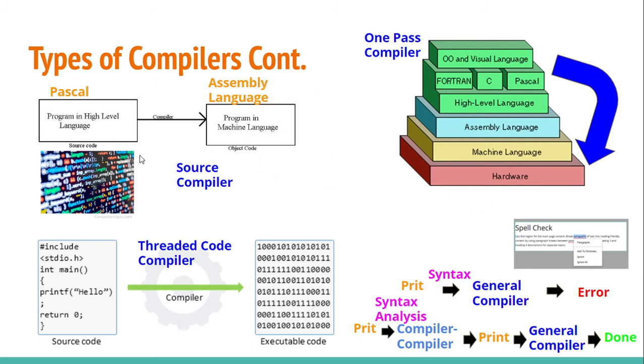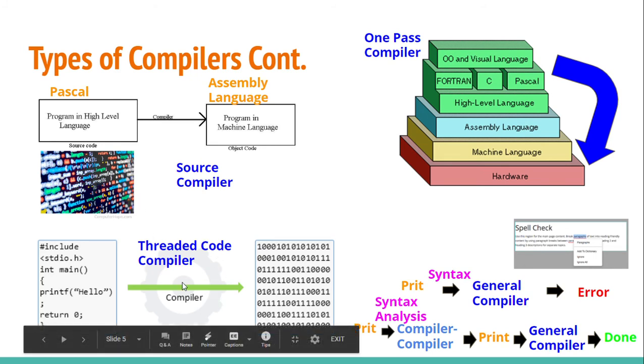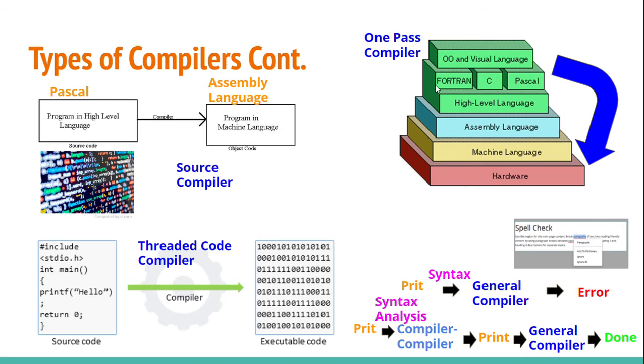There's also a compiler called a threaded code compiler. This compiler simply takes code made up of letters and converts it into a code made up of ones and zeros, called the binary code, which is a machine code and thus easy for the computer to work with. Finally, there is the one-pass compiler. This, like the name suggests, goes through the whole process of converting different leveled programs into other codes in one step. So it goes from a high-level language to a machine language in one step.